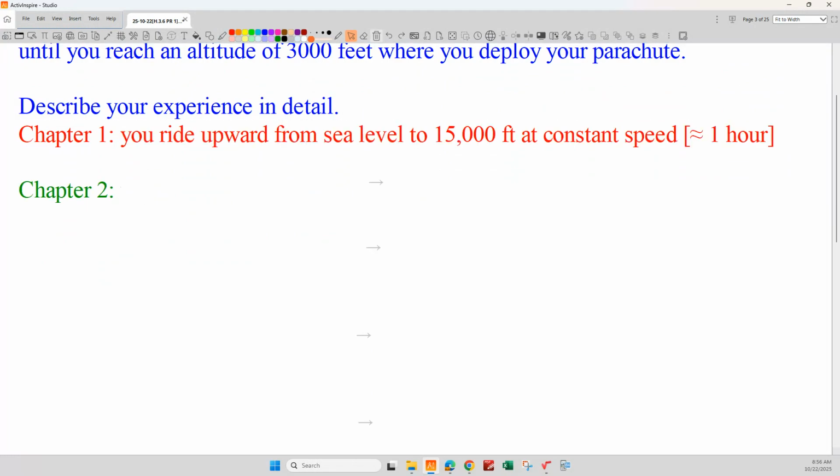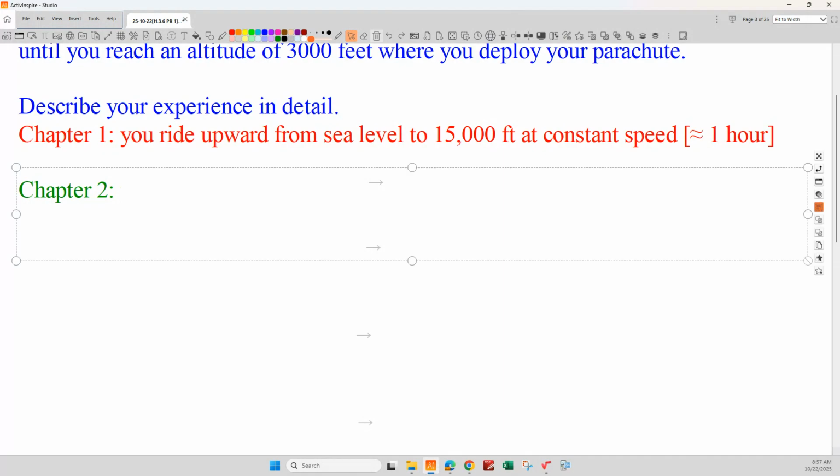is you ride upward. Maybe that might take a while because you're going up pretty slowly in that parachute, and we're going to say we ride up at some constant speed. Maybe that takes an hour to get up to the elevation, depending on how fast we go. What's the next chapter? Very different.